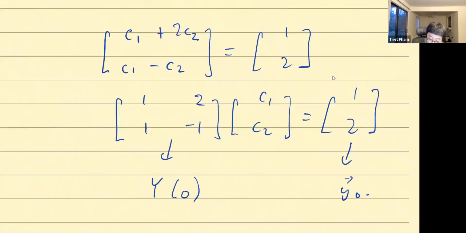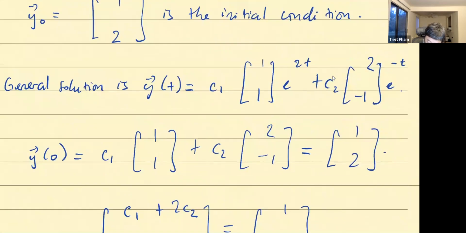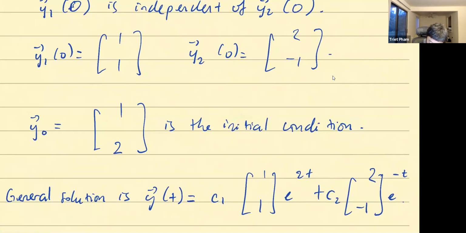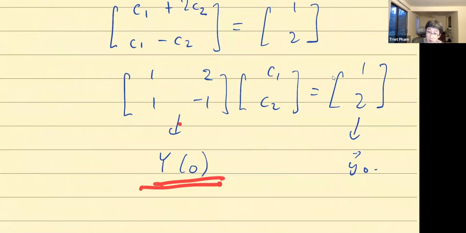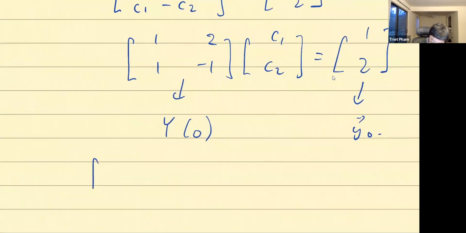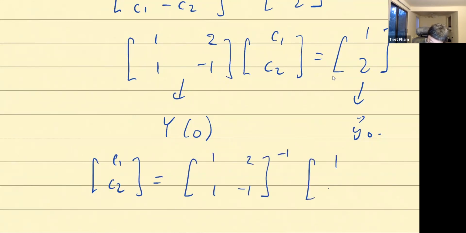And what I say is this: because these two vectors are independent, this matrix is always invertible. And so your C1, C2, I can solve for it, but abstractly it's also equal to the inverse of this times 1, 2. That's what I mean.